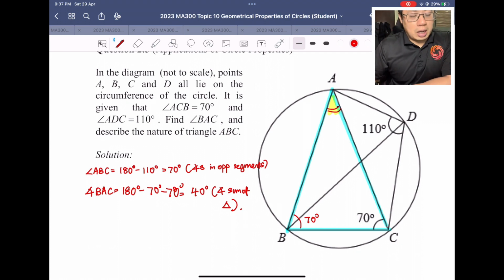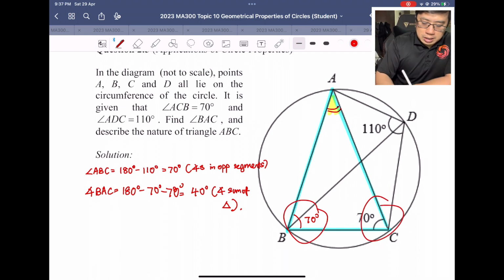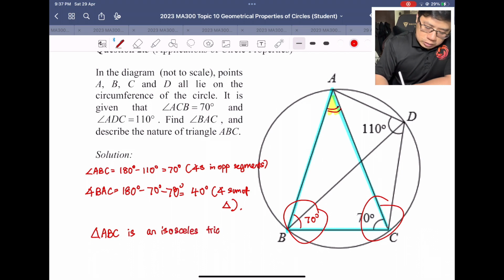So with that, we are done. And just by looking at this triangle, you can see the nature of triangle ABC, given that these two angles are the same. Well, basically triangle ABC is none other than an isosceles triangle. Okay, it is an isosceles triangle.